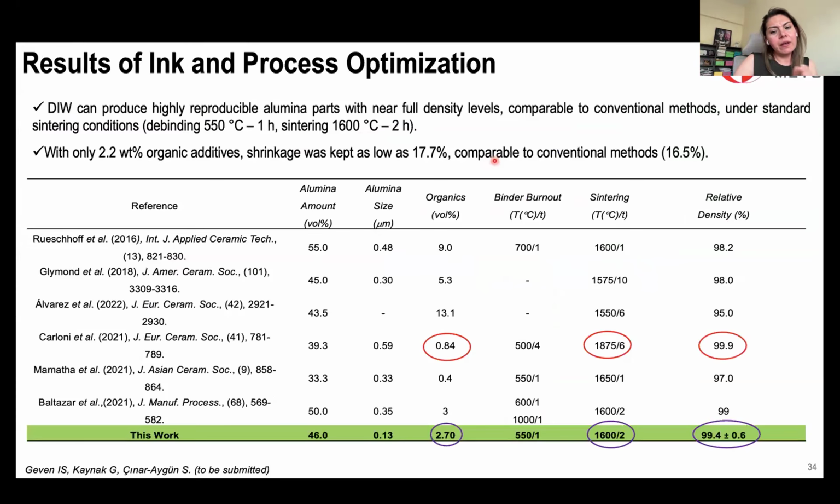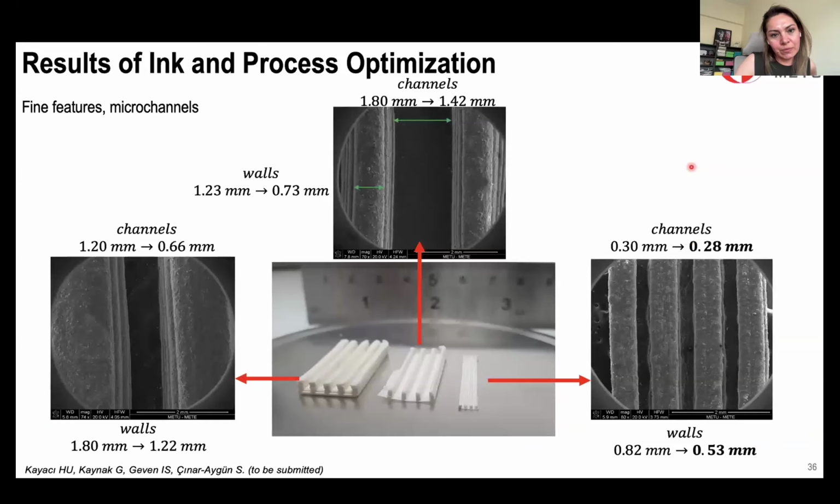Once we compare those densities with the literature, this is a summary of all alumina samples produced with direct ink writing. We could achieve very high densities at very standard sintering conditions by using a very small amount of additives. And using a small amount of additives is critical because it also limits the shrinkage. Here we only had 17.7% shrinkage, which is quite comparable to conventional methods, at 16.5%. So that enhanced the reliability of the components that we produce.